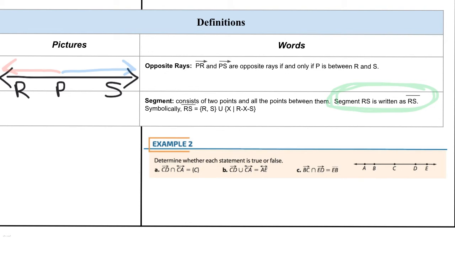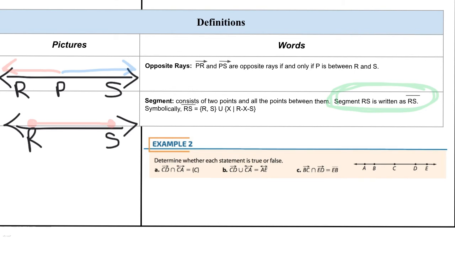Okay, so if I draw a line here, here's my line RS. And if I were talking just about segment RS, it would be this part of the line: R, all the numbers in between, and S.